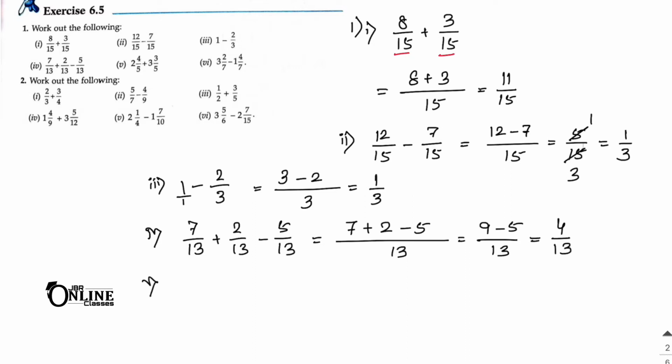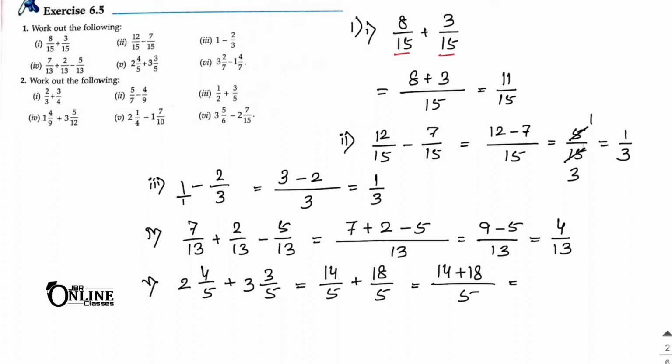Okay, now sum number 5, 2 whole 4 by 5 plus 3 whole 3 by 5. So that equals, you can write this one 14 by 5, and this one 5 3s are 15, 15 plus 3 is 18 by 5. So as 5 is the LCM, 14 plus 18 equals 32 by 5. So you can write this as 6 whole 2 by 5, because 5 6s are 30 and 2.